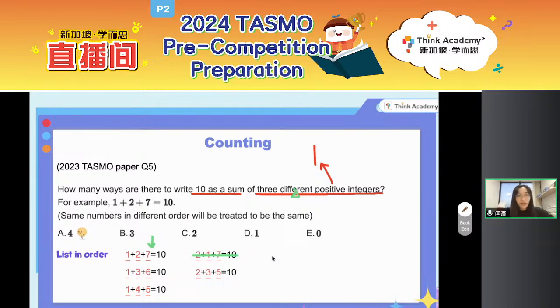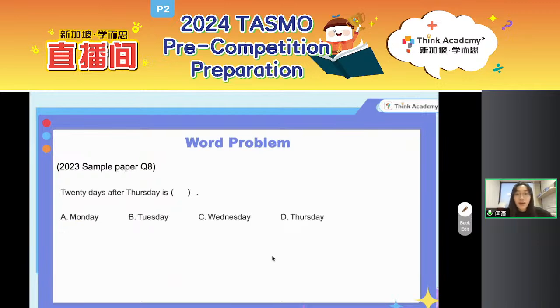Yes, okay? And then next one, move on to the word problem, the calendar problem. Calendar problems are always a bit tricky. You can try: 20 days after Thursday is, try it. What is the answer? A, B, C, D. What is it?